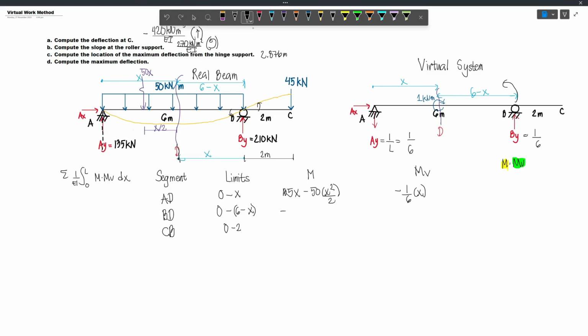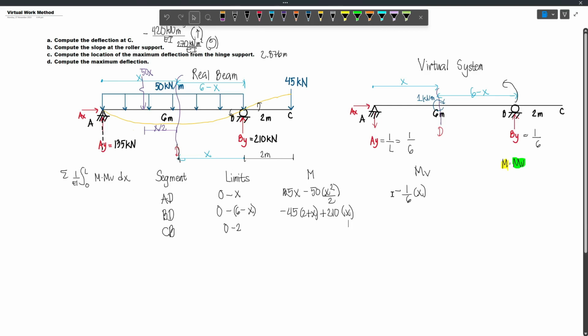And so, this will be negative 45 times 2 plus x. And then this load will cause a counterclockwise rotation about this point. However, since nasa right yan, magiging opposite yung convention natin. And so, it will be plus 210 multiplied by x.